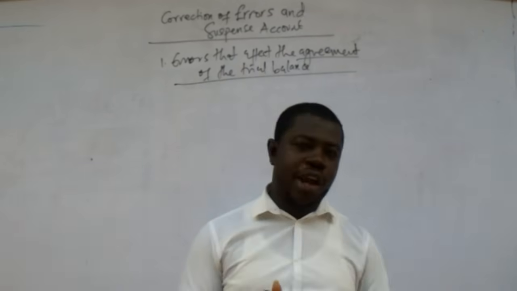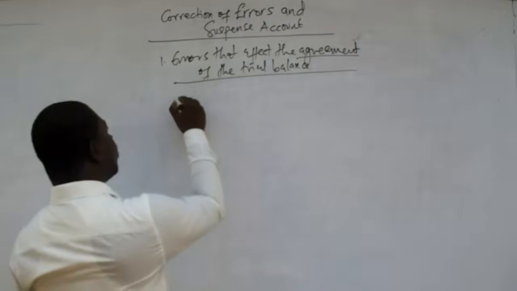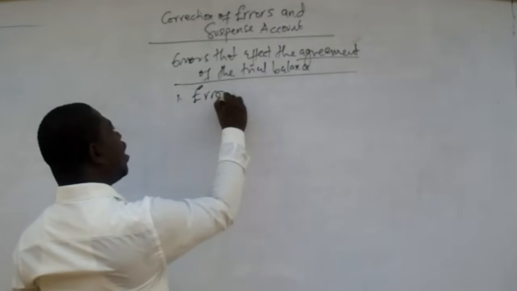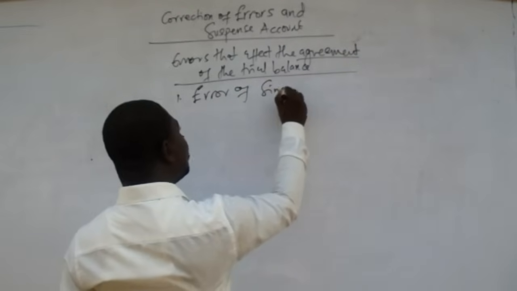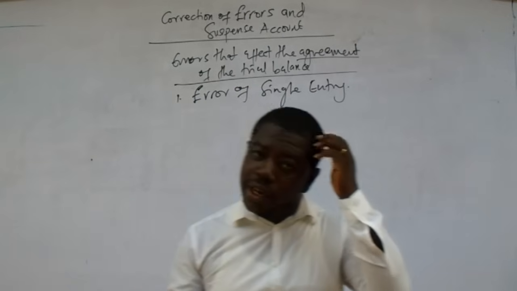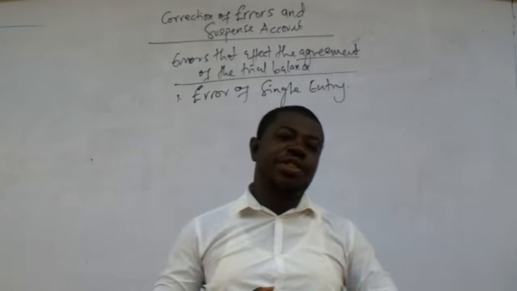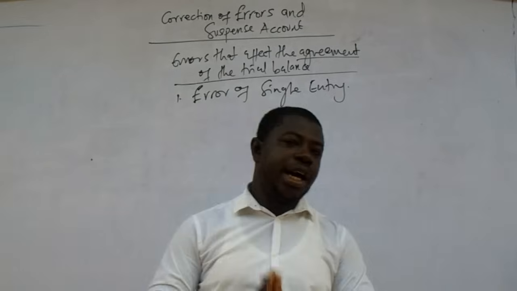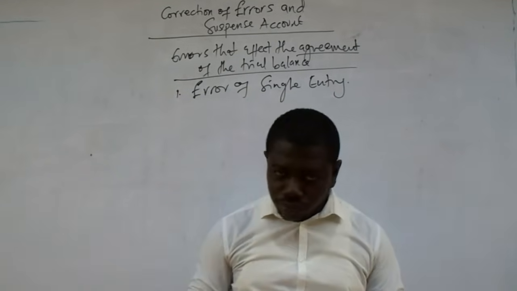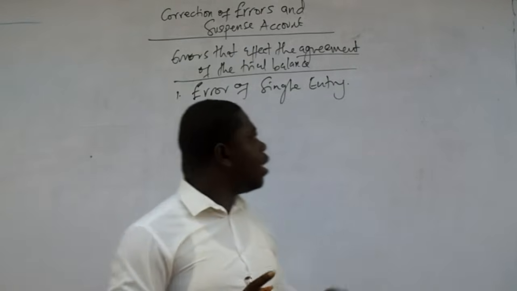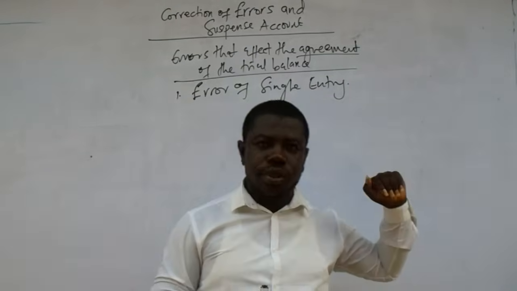But basically, there are four errors that I'm going to talk about. Now, the first one is called error of single entry. Take note that the theory part of this is very important. Understanding these errors helps you in your calculations as well, because you should be able to identify the errors by their names.